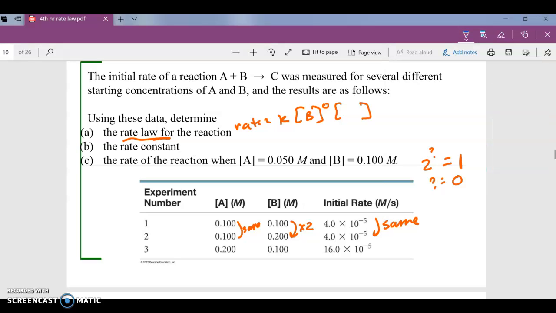Times my A. All right, I got to find where they're the same for B. Here to here, 0.1 to 0.1, that's the same. But here to here, I've doubled it by 2. Then I go 4 to 16. It's not doubling it. I'm thinking in my head, 2 to the what equals 4, because 16 divided by 4 equals 4. 2 to the what equals 4? 2 to the 2. This question mark is equal to 2.